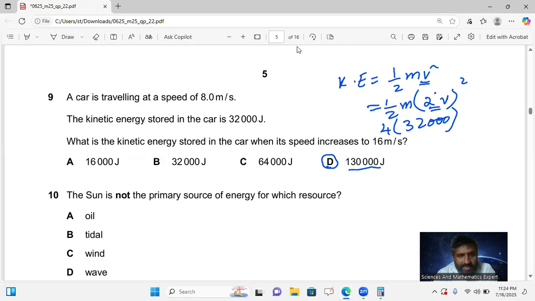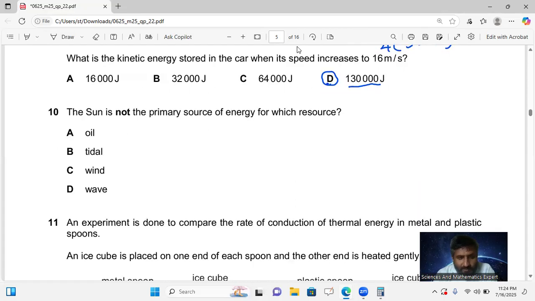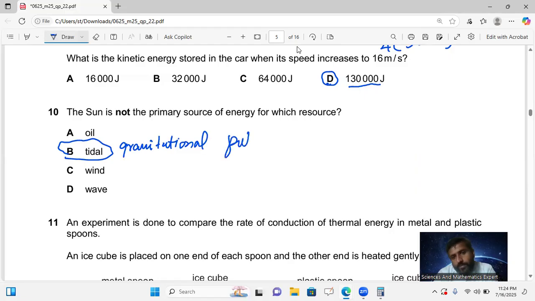Okay, after that, he is saying the sun is not a primary source of energy for which source? Oil, tidal, wind, wave. So tidal is due to the gravitational pull of the moon on the surface of the ocean. Tidal energy is produced. So the sun is not playing any primary role there.